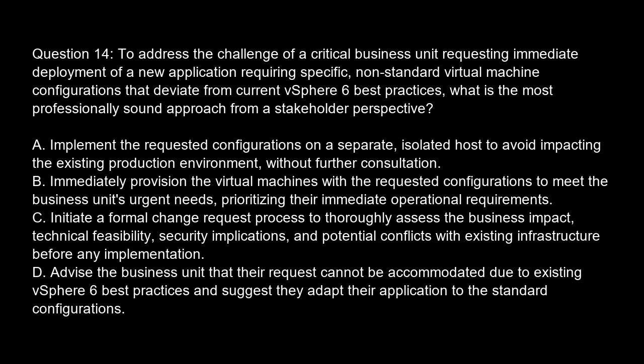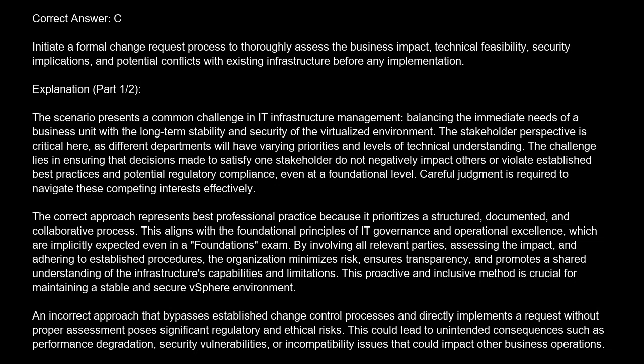Option C. Initiate a formal change request process to thoroughly assess the business impact, technical feasibility, security implications, and potential conflicts with existing infrastructure before any implementation. Option D. Advise the business unit that their request cannot be accommodated due to existing vSphere 6 best practices, and suggest they adapt their application to the standard configurations. The correct answer is C. Initiate a formal change request process to thoroughly assess the business impact, technical feasibility, security implications, and potential conflicts with existing infrastructure before any implementation.